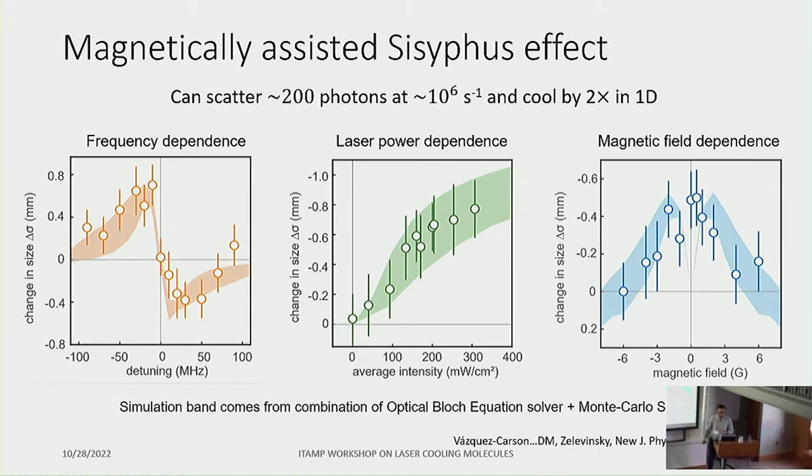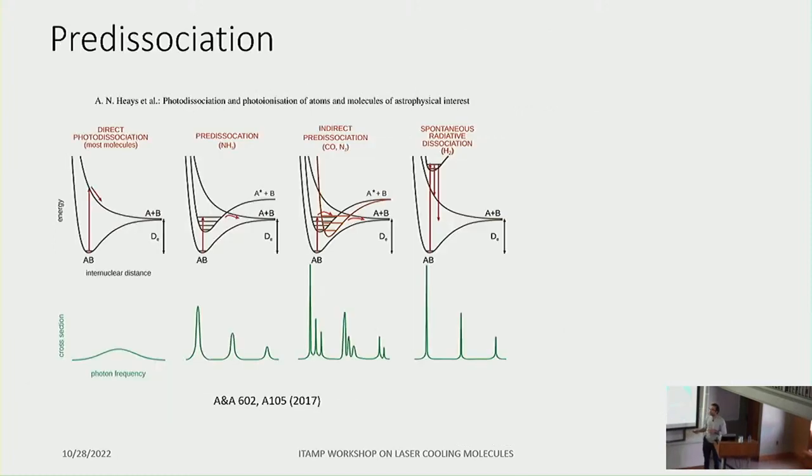cooling. But laser cooling to get to a MOT requires scattering many more photons than 200. In fact, for our molecular beam, we expect to need to scatter about 20,000 photons to get to the MOT capture velocity. So things are a little different when you go to that regime. And that's where the idea of predissociation comes in.